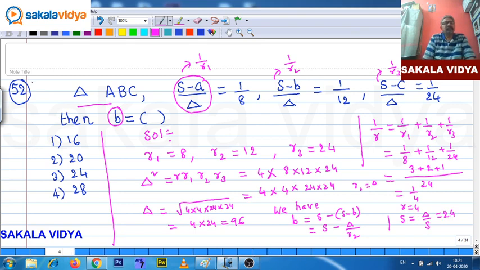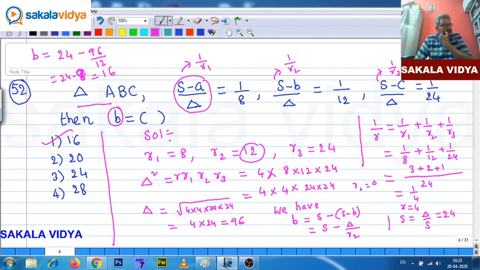So the b value is equal to 24 minus delta upon r2. Delta is 96, r2 is 12. So 12 8s are 96, that is 8. 24 minus 8 will be 16. So the answer is 16, first option. Option 1. Yes, delta by r.